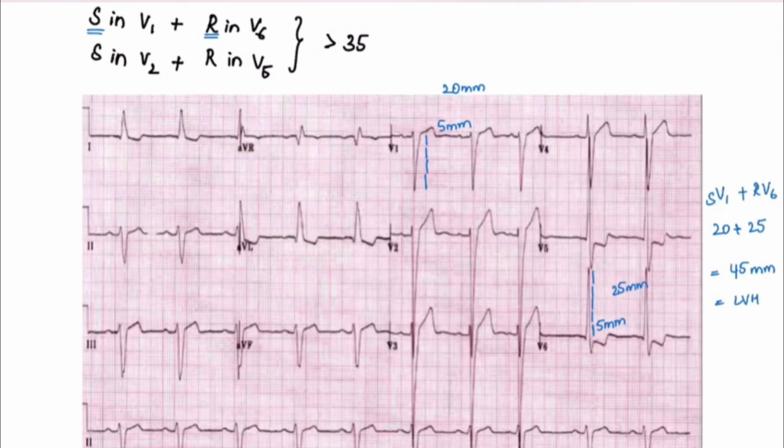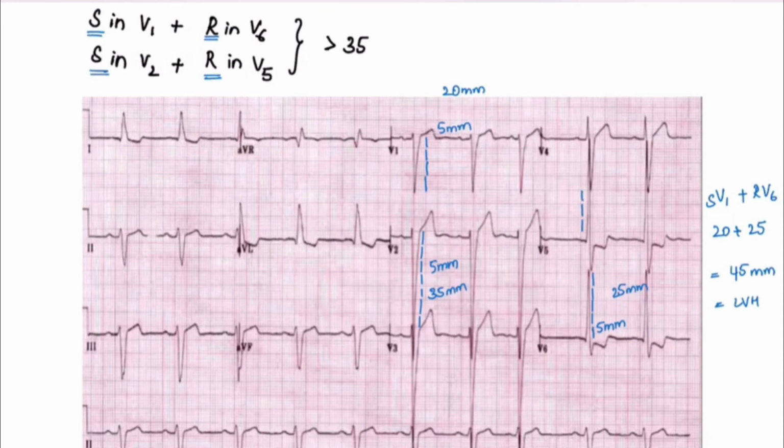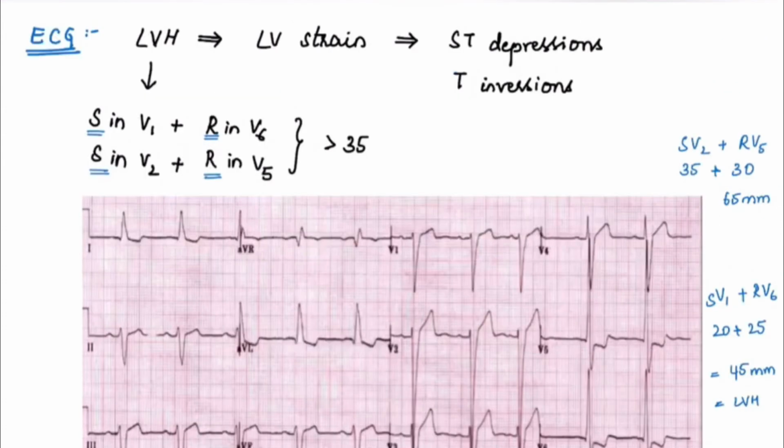Similarly, looking at the S wave in V2, which is 1, 2, 3, 4, 5, 6, 7, that is 35 mm, and R wave in V5, which is 1, 2, 3, 4, 5, 6, that is 30 mm. And so the sum of S wave in V2 and R wave in V5 is 35 plus 30, which is 65 mm. So it is more than 35 mm, that indicates LVH.